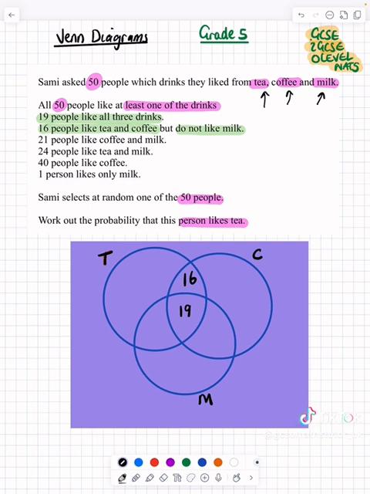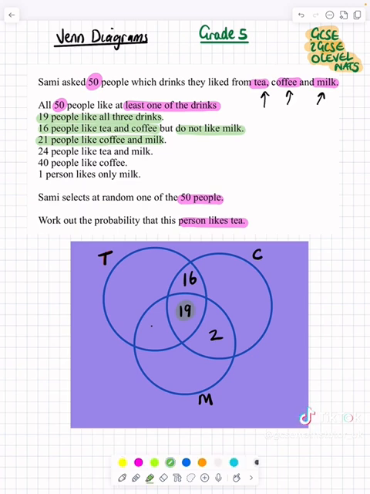The next bit says 21 people like coffee and milk. We already have 19 people in the middle who like coffee and milk, because it's the overlap between coffee, milk and tea. But it says 21 people like coffee and milk, so we need to add two more. Coffee and milk is this section over here. So 19 plus 2 makes 21, and that piece of information is dealt with.